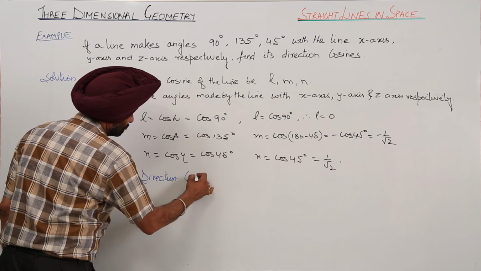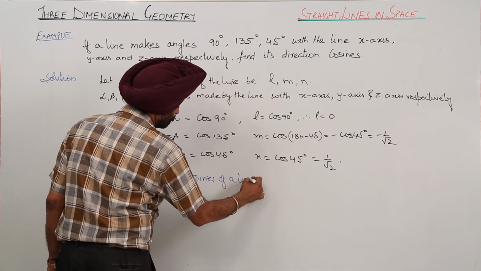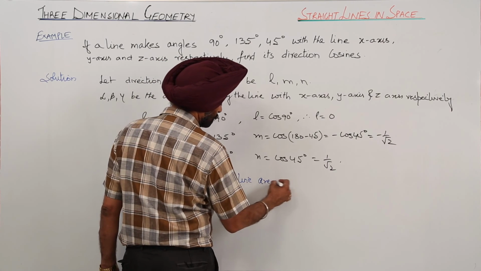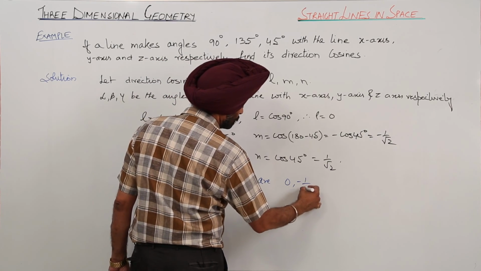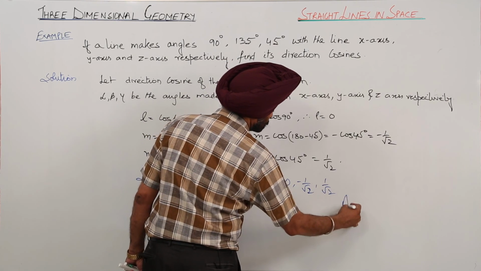Direction cosines of the line are 0, minus 1 upon root 2, 1 upon square root of 2. This is the answer.